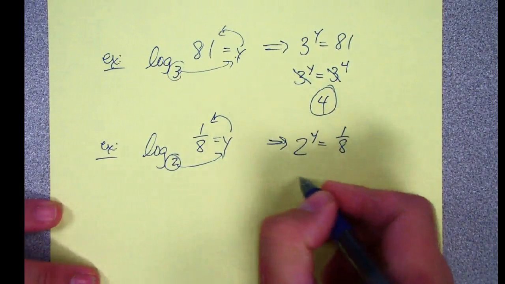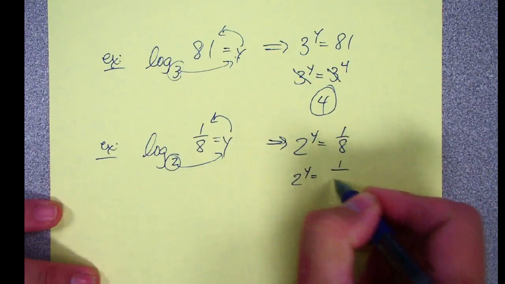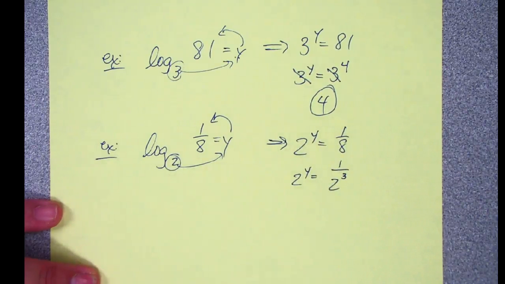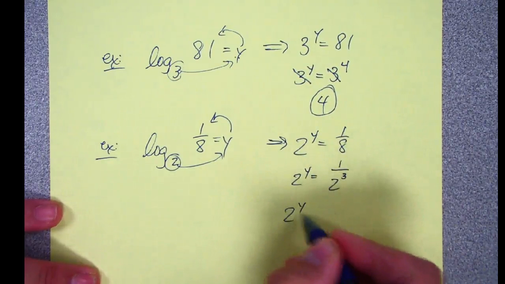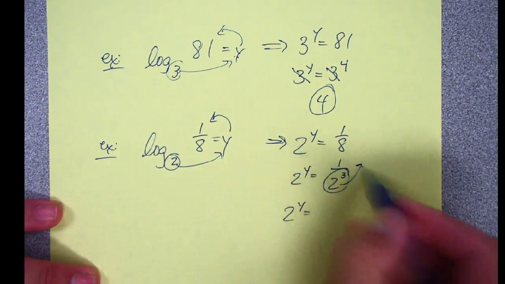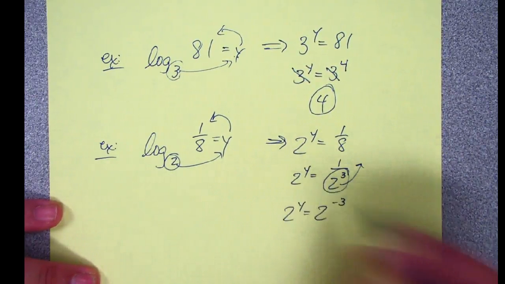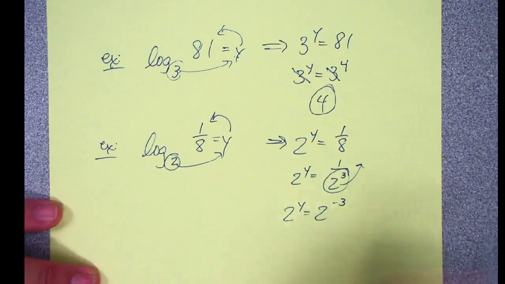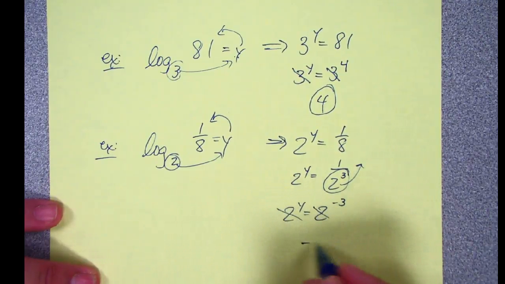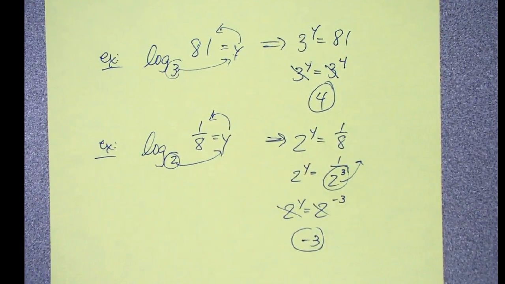If you're interested in seeing how that gets written out, you could kind of start like this. And then when we bring powers up, we change their sign. So 2 to the y equals 2 to the negative 3, and then those cross out, and your answer is negative 3.